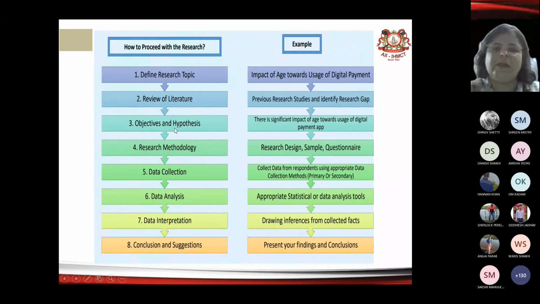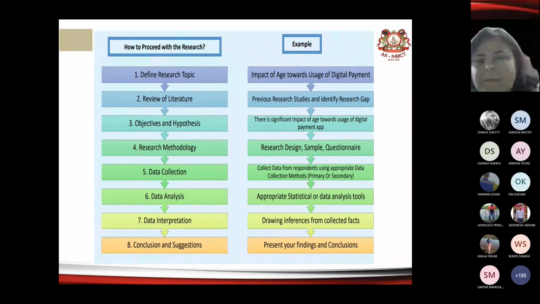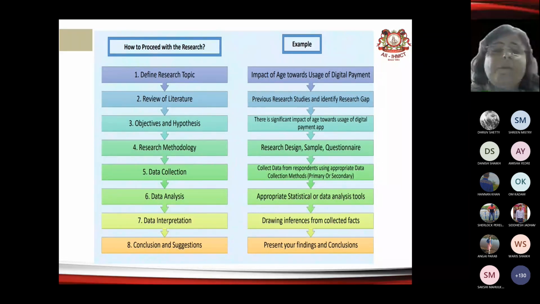Now objective and hypothesis many a times are a part of research methodology also. Objective: there is a significant impact of age towards use of digital payment app. Now this can be, there is a significant relationship between age and usage of digital payment, that becomes the hypothesis. Hypothesis generally comes with a relationship, a significant relationship, and that is why you get null and alternate. We shall see that later.